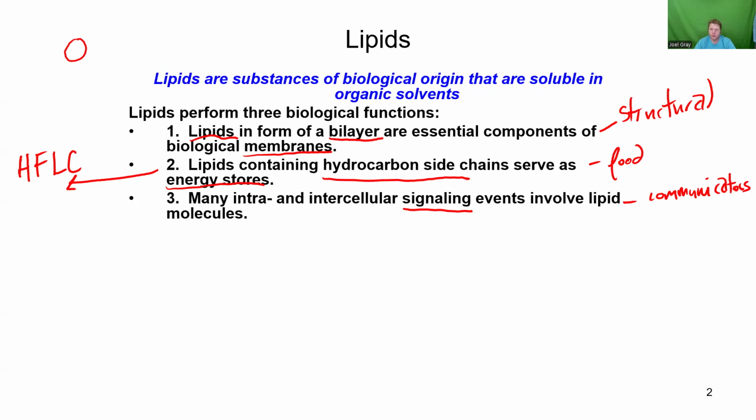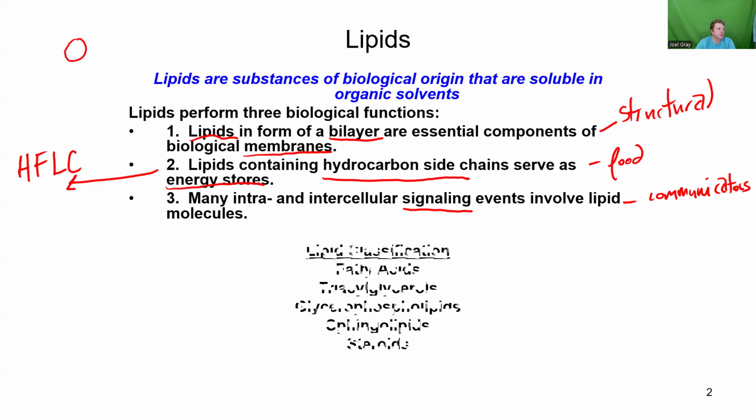Now, I want you to know those three roles and those three functions. Now, the ways that lipids are classified, there are a total of 5 major classes of lipids. There are fatty acids. Now, this is a specific type of compound that we're going to talk about. There are triacylglycerols. There are glycerophospholipids. There are sphingolipids and steroids.